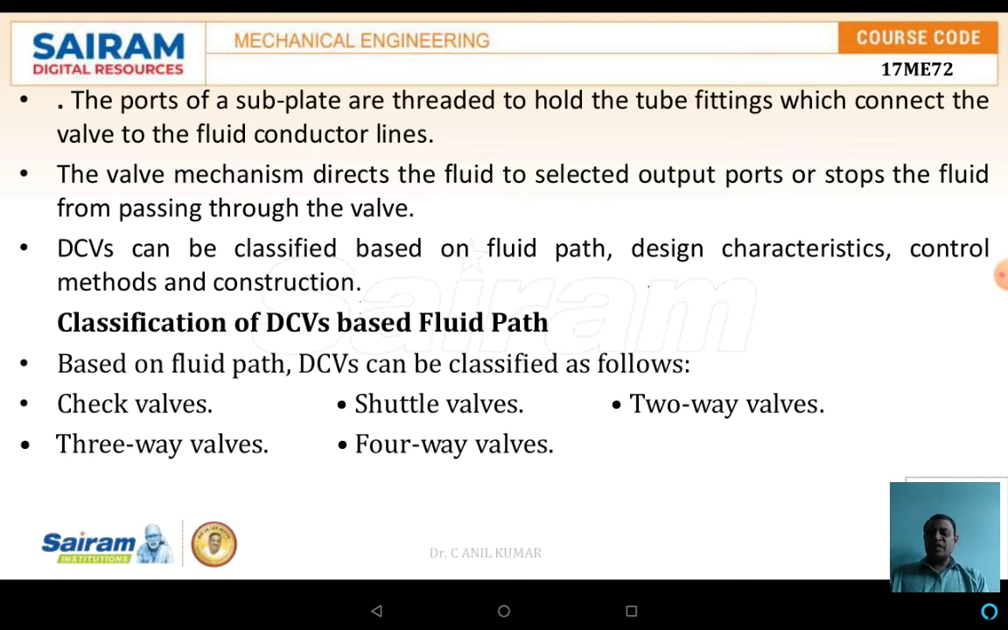The classification of the DCV valves. The DCV valves are classified as check valves, shuttle valves, two-way valves, three-way valves, and four-way valves. The check valve is the simplest one and the shuttle valve is somewhat more complicated, but in the case of two-way, three-way, and four-way valves, spools are used.